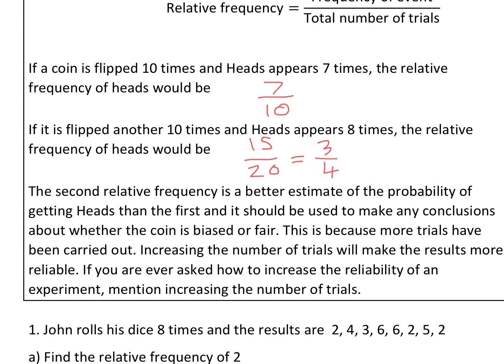The second relative frequency is a better estimate of the probability of getting heads than the first, and it should be used to make any conclusions about whether the coin is biased or fair. This is because more trials have been carried out. Increasing the number of trials will make results more reliable, and that is key in this. If you're ever asked how to increase the reliability of an experiment, mention increasing the number of trials.